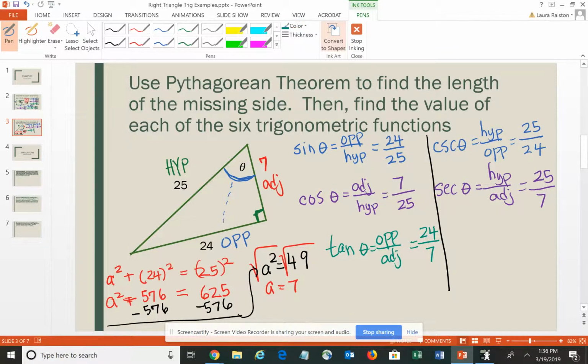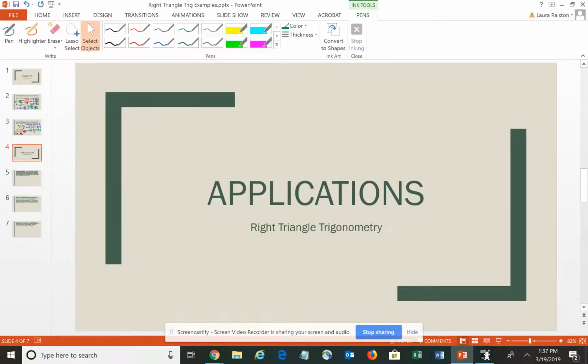And then finally, you have the cotangent, which is the reciprocal of tangent. Cotangent of theta is adjacent over the opposite. So I would have 7 over 24. And there's your answers. Okay, now let's turn our attention to some applications of solving, for lack of a better term, word problems related to the right triangle trigonometric relationships.